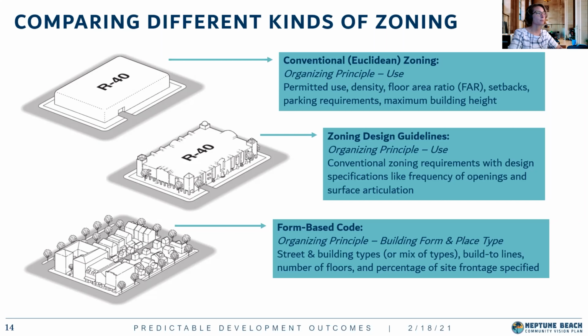Now, form-based code is unique because the organizing principle is not use, rather it's the building's form and actual character or place type. So instead of permitted use, density, and setbacks, you have tools like different street and building types or a certain mix of types, build-to lines, the number of floors, and a specific percentage of site frontage or lot coverage. And we're going to go through each of these elements in more detail. But the primary thing to take away is that whereas conventional zoning is organized by allowable uses, form-based codes are organized by building form and place types.